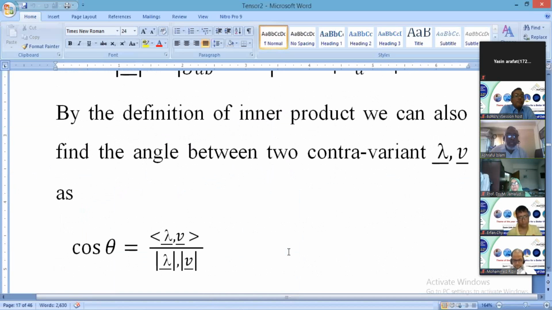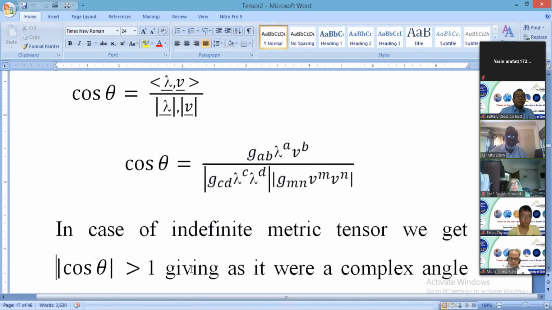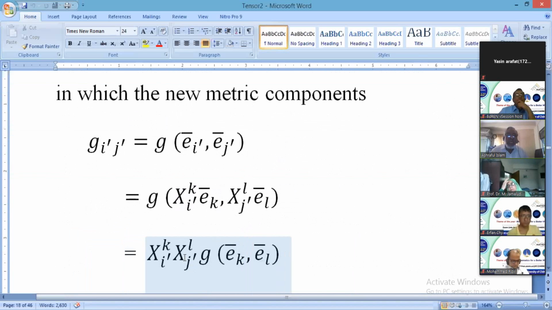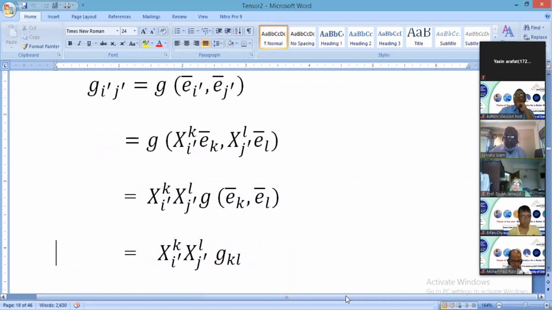We find that lambda cos theta is equal to the inner product of this and the magnitude of this. It is just similar to this one. Now I come to the general transformation. It is the coordinate transformation, general transformation. This is the transformation of this one. It is the general coordinate transformation.